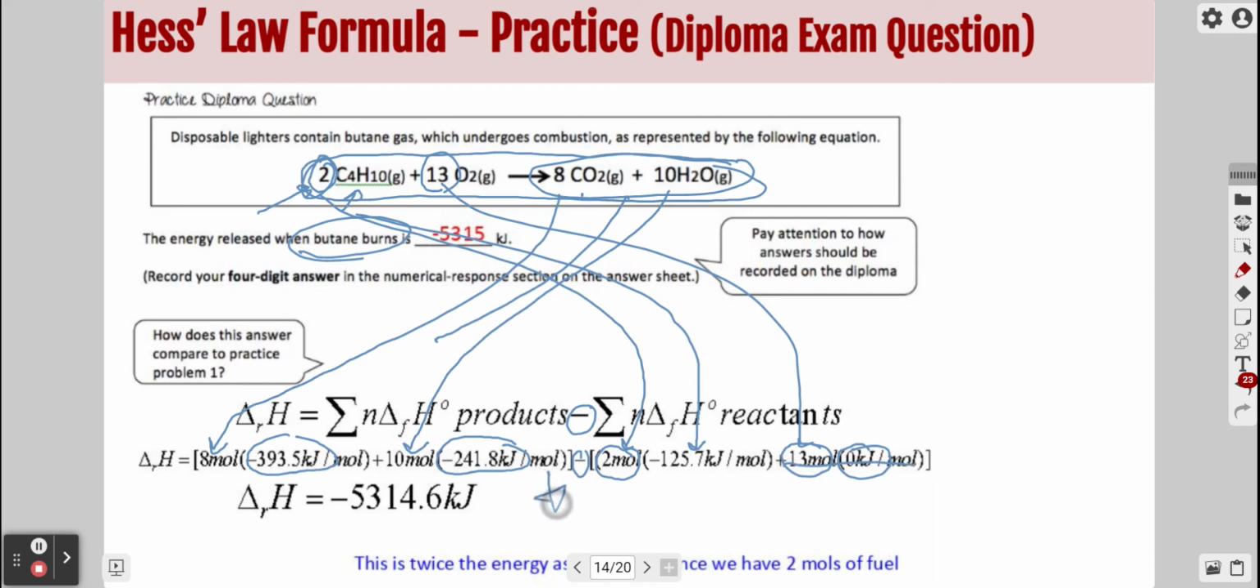Try this on your calculator. Make sure you get this answer here. But you'll notice this is twice the amount of energy as the last question where we only had 1 mole of butane in our formula. So make note of that. So it'll just depend on how the formula is balanced.